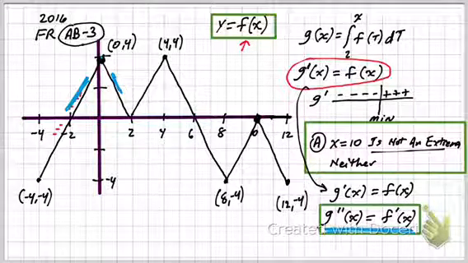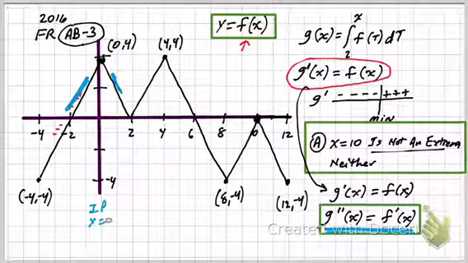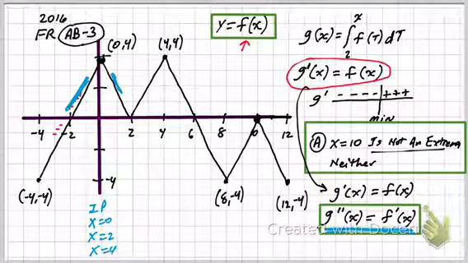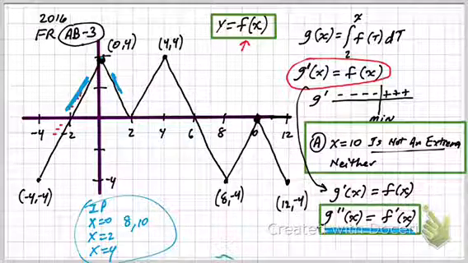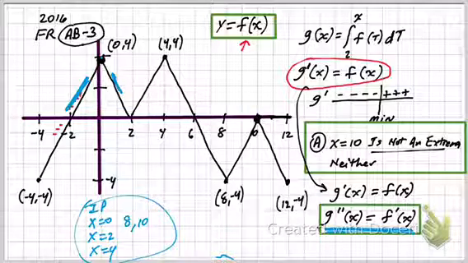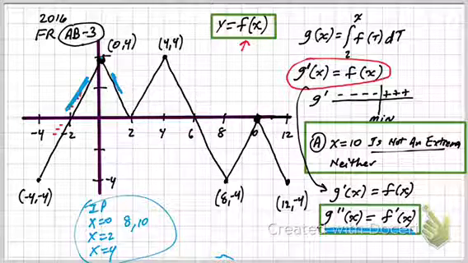So there's an inflection point at x equals 0, I think. And at 2, and at 4, and at 8, and at 10, right? G would have inflection points at all of those. But what is this asking? Does it have an inflection point when x is 4? Is that what it's asking?